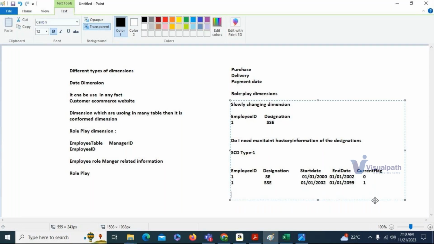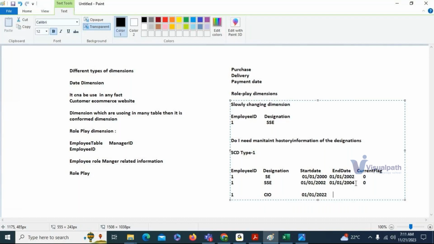If he goes on to become a CIO, then you go on updating this. This is till 2003, 2004. Update the current flag to zero. You maintain all the history. Then CIO, then you can say he started becoming CIO in the year 2022.